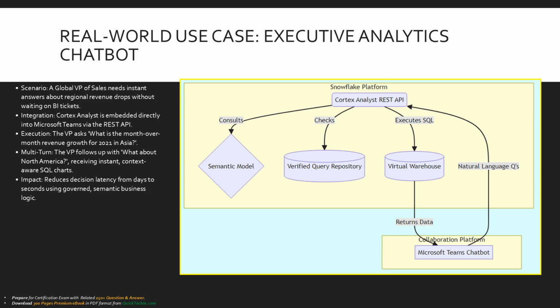This architecture diagram summarizes our executive use case. The interaction begins in the collaboration platform, specifically the Microsoft Teams chatbot. The natural language questions securely traverse into the Snowflake platform via the Cortex Analyst REST API. Inside Snowflake, the intelligent engine consults the semantic model for business rules and checks the verified query repository for exact matches. Once the SQL is formulated, it is pushed down into the virtual warehouse for high-performance execution. The final data payload securely returns to the team's interface, completing the self-service analytics loop.